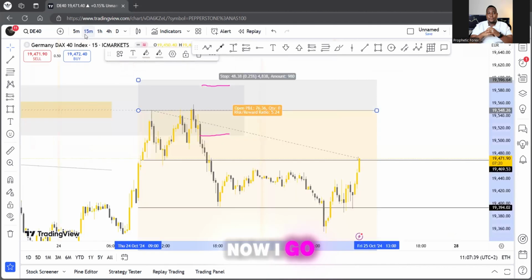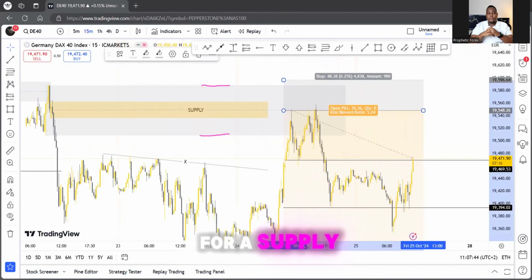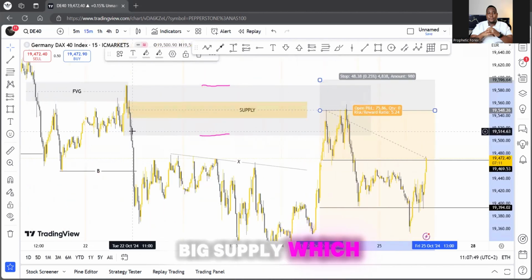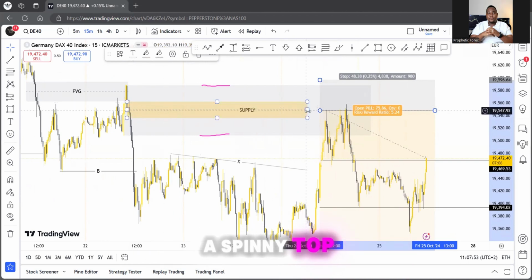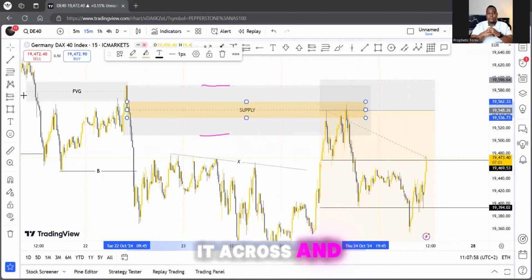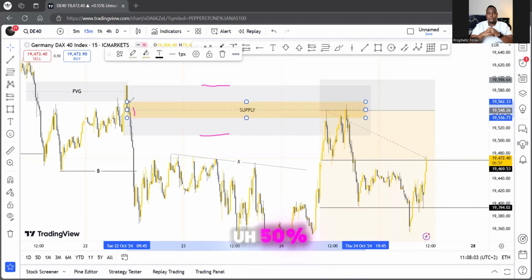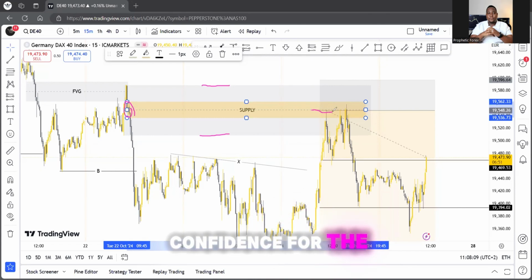This is where now I go to the 15 minutes time frame and I look for a supply within a supply. And as we can see, we did have the big supply, which is the H1 supply. Now we did have another smaller supply, which was also a spinning top candlestick over there. And of course, I just stretched it across. And as you can see, it was matching directly with this 50%. As you can see, this is the zone and it matched directly. So it gave me a high confidence for the zone.